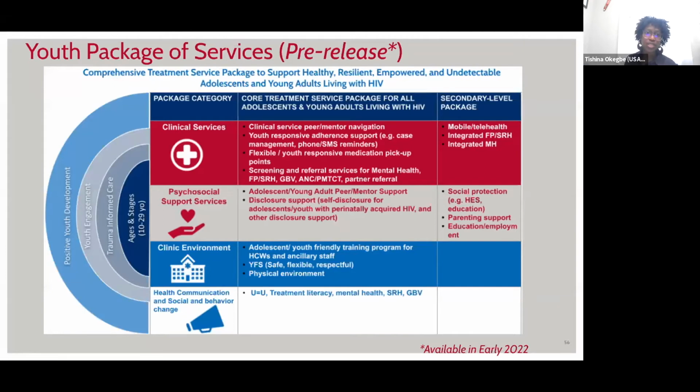So quickly, in the second column, you'll see the 4 package categories: clinical services, psychosocial support services, clinic environment, and then health communication and social behavior change that all care and treatment programs should include. The third column lists the package components and interventions for each category. And finally, the fourth column lists interventions or services that would be included in a secondary package for AY-LHIV, depending on their individual unique needs. This could include the integration of other health services, such as family planning and mental health, as well as integration with other sector programming, including social protection services and educational support. So we look forward to hearing any feedback that you may have about this draft package as we continue the finalization process. Thanks so much.